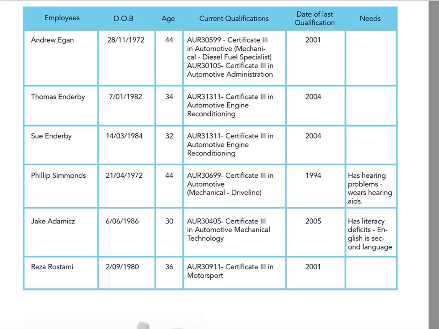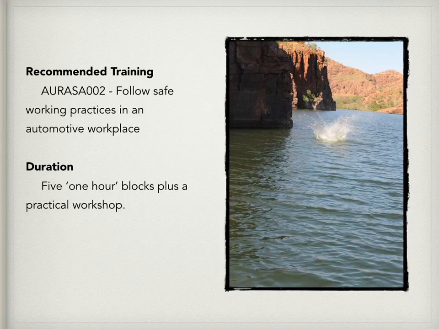And so the recommended training for these people is this unit, AUR ASA 002, Follow Safe Working Practices in an Automotive Workplace, and the duration would be 5 one-hour blocks plus a practical workshop. So you can see that this training needs analysis is a very good way to get information about the learners. And that's the end of section 1.1.